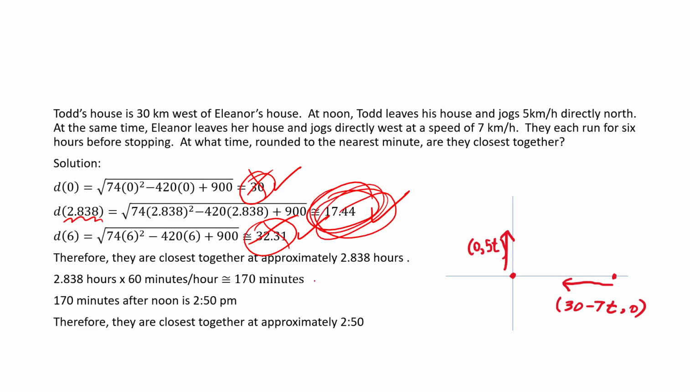Okay, well, how many minutes is that? Because we want to state it as a time. So 2.838 hours times 60 minutes per hour is roughly equal to 170 minutes. 170 minutes after noon, since there are 60 minutes in an hour, is the same as 2 hours and 50 minutes. So 2 hours and 50 minutes after noon is the same as 2:50 p.m. So we can say that that's the time that they're closest together.